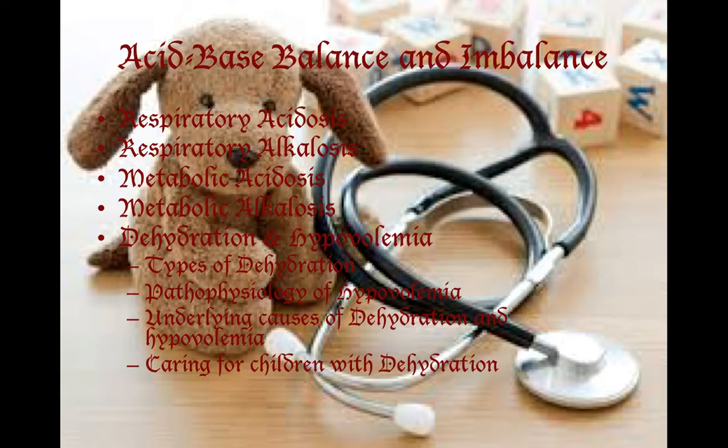Now we will look at acid-base balance and imbalance. Homeostasis in body fluids is also affected by acid-base metabolism. If you may remember, the normal pH ranges from 7.35 to 7.45. A blood pH lower than 6.8 or higher than 7.80 is incompatible with life. Acidosis is indicated by a blood pH below 7.35, while alkalosis is indicated by a blood pH above 7.45.